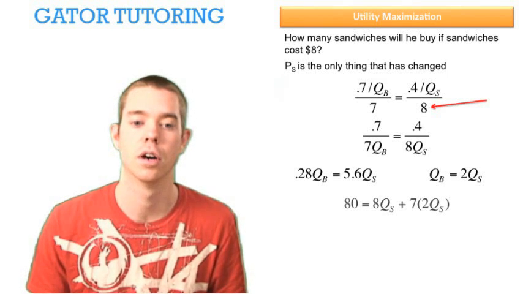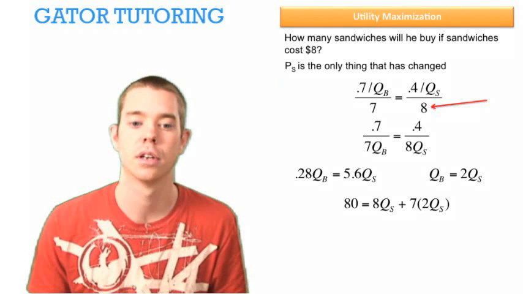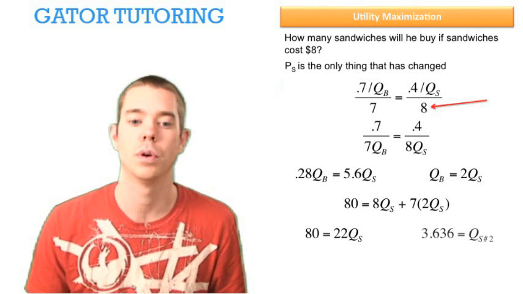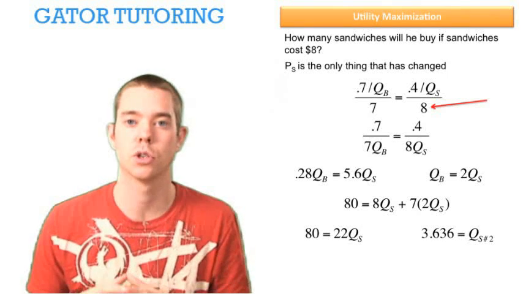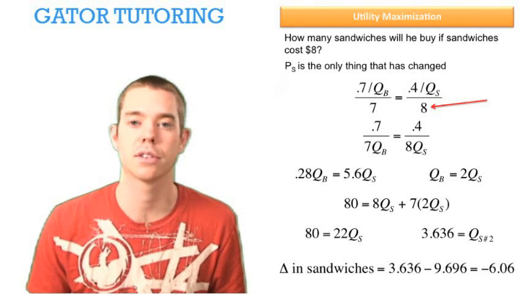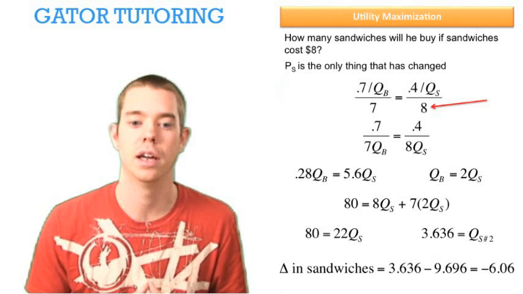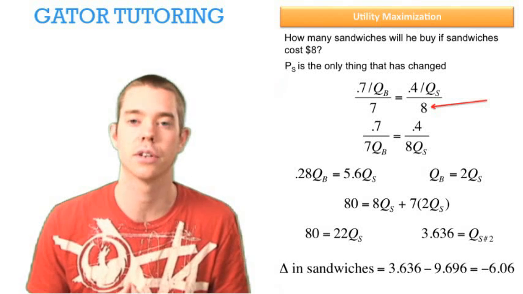Again, visiting our budget constraint and substituting what we just found for QB into it, we can have just QS, and we do some algebra. Dividing 80 by 22, we see that the amount of sandwiches we buy when the price is $8 is 3.636. Well, this question was asking us about the change in sandwiches, and we know that it's just going to be the difference in QS1 and QS2.